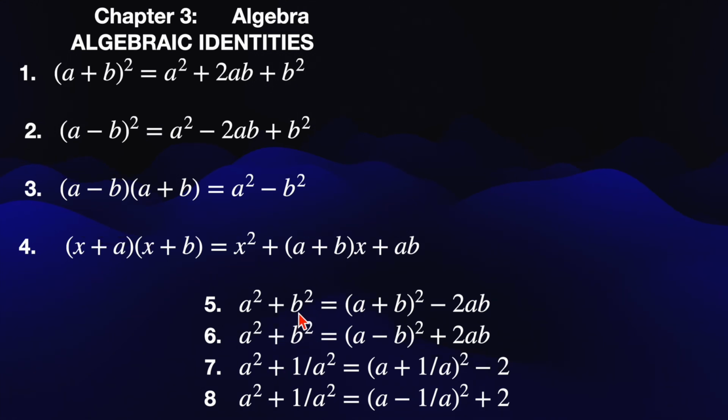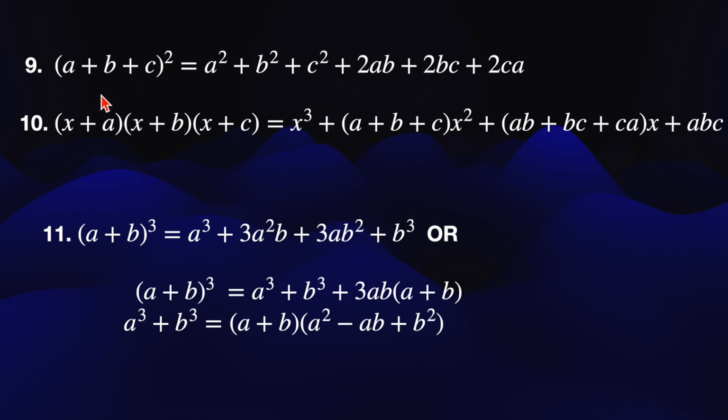So in place of b, if there is 1 upon a, again you can substitute b as 1 upon a and write down the formulas. So if you know these two formulas, you can easily do these two. You don't need to memorize them. But definitely you have to memorize these four formulas.